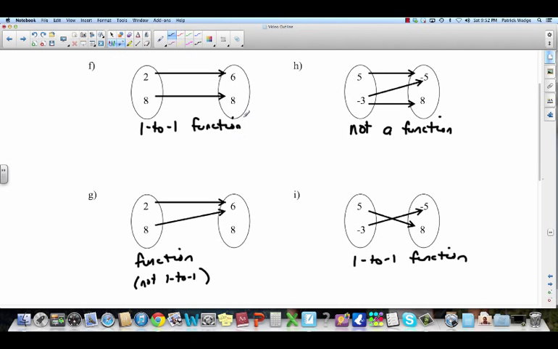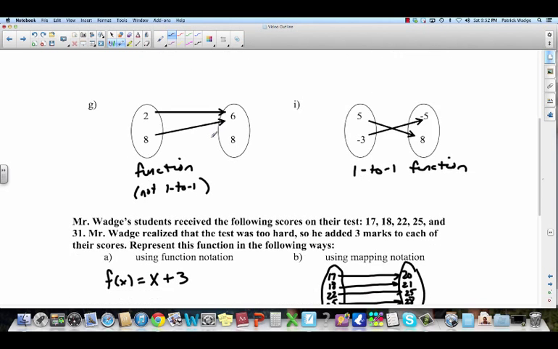Alright, hopefully that makes sense. As I said, all you're worried about here today is what a function is, what a one-to-one function is.